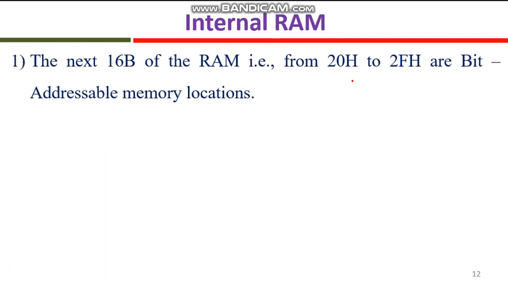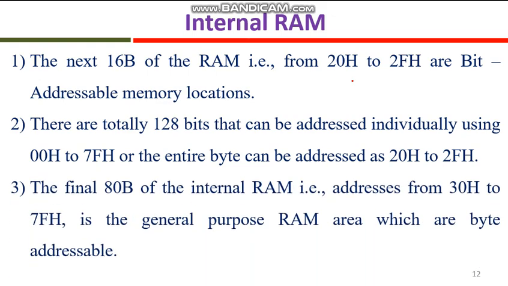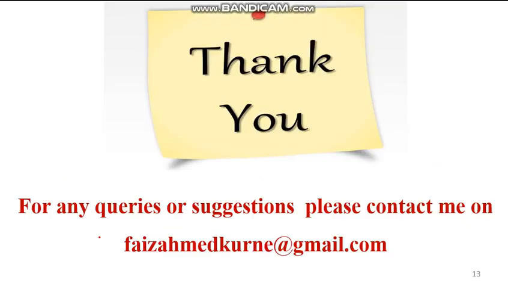Then the next 16 bytes are called the bit addressable memory locations, and the remaining are GPR. So the remaining 80 bytes are used as GPR, and their hex address is 30H to 7FH.